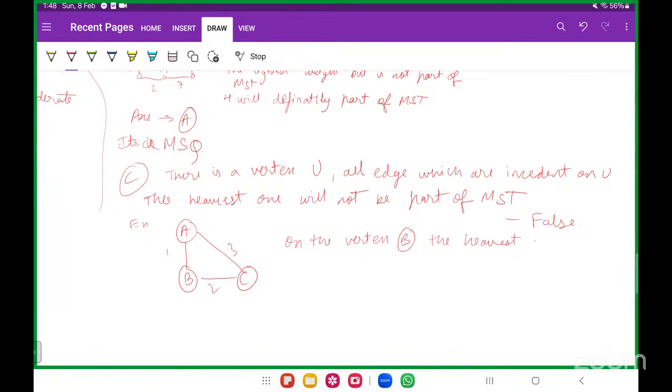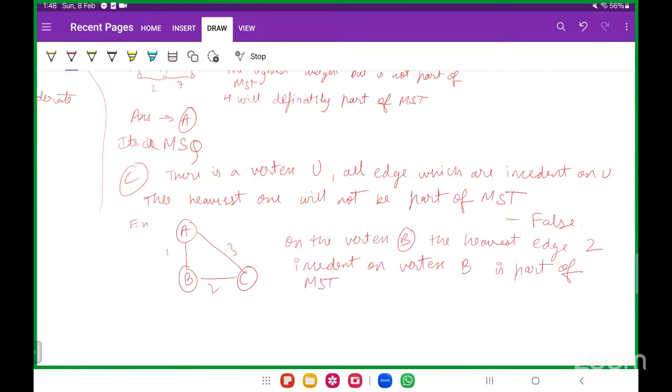Heaviest edge incident on vertex B is part of MST. So option B, which mentions that the heaviest edge should not be part of MST, that answer is false.